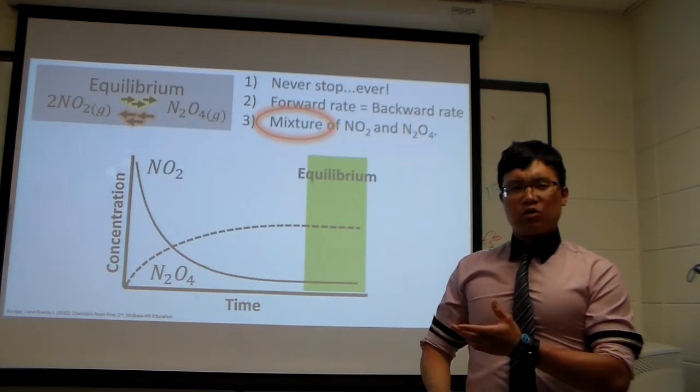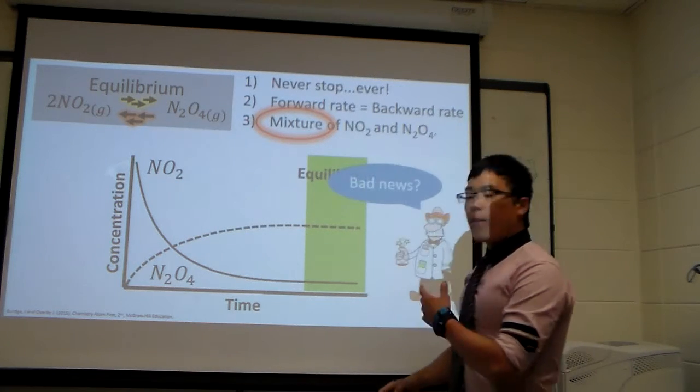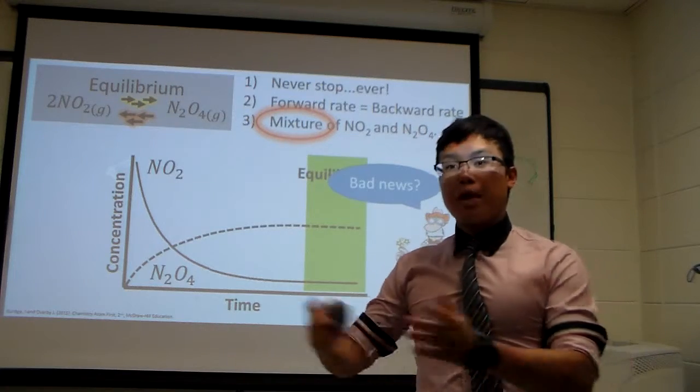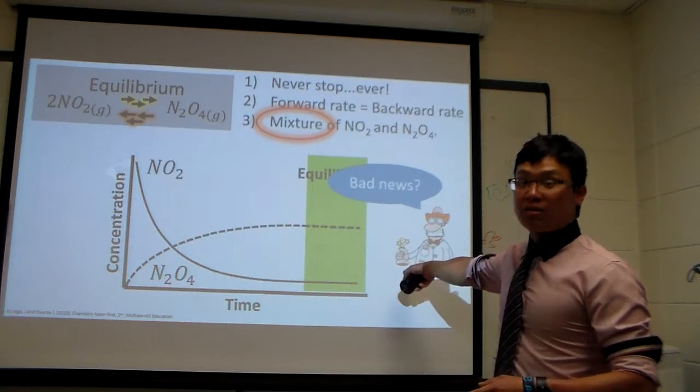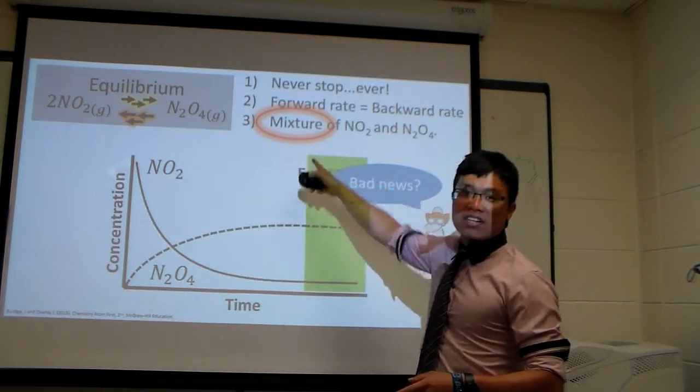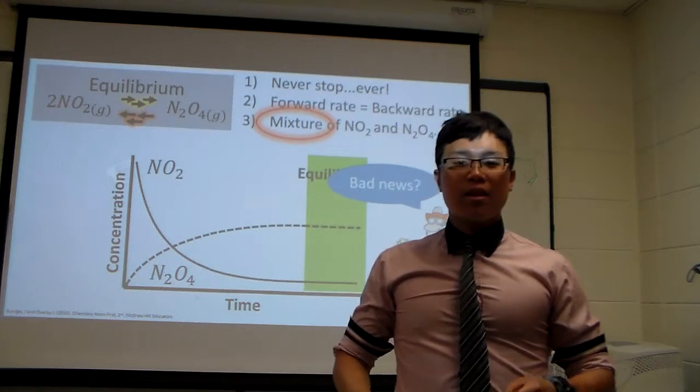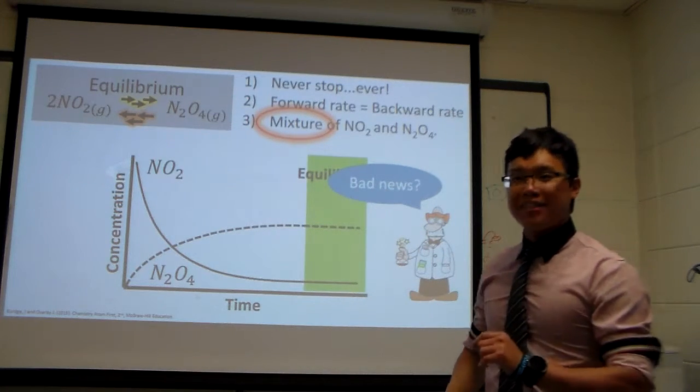This is kind of sad news for chemists, who make their living by doing reactions to make product. They want to make a lot of product, but they are told, oh, you're going to get a mixture. It's sad news. However, chemists are smart.